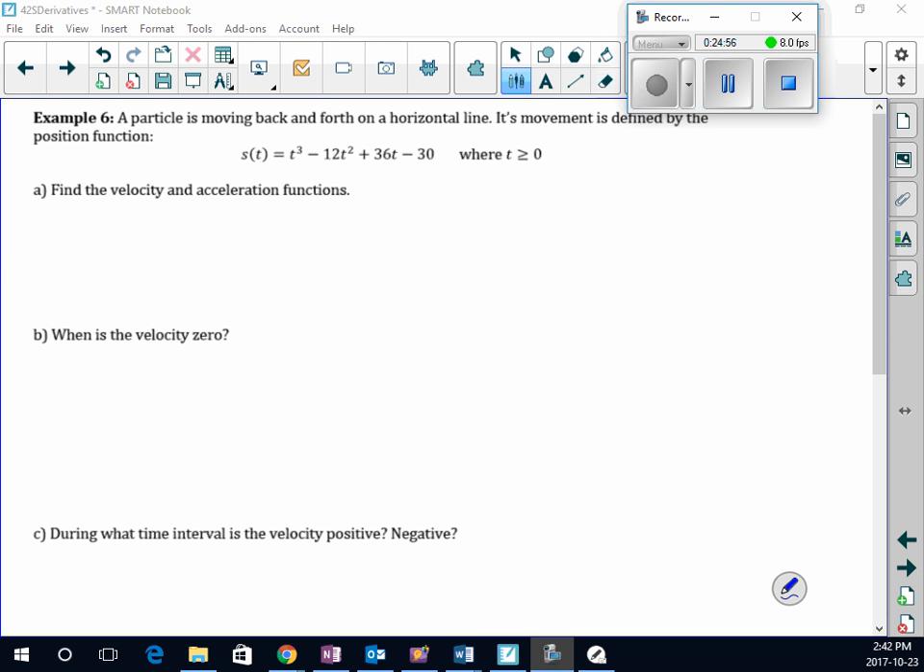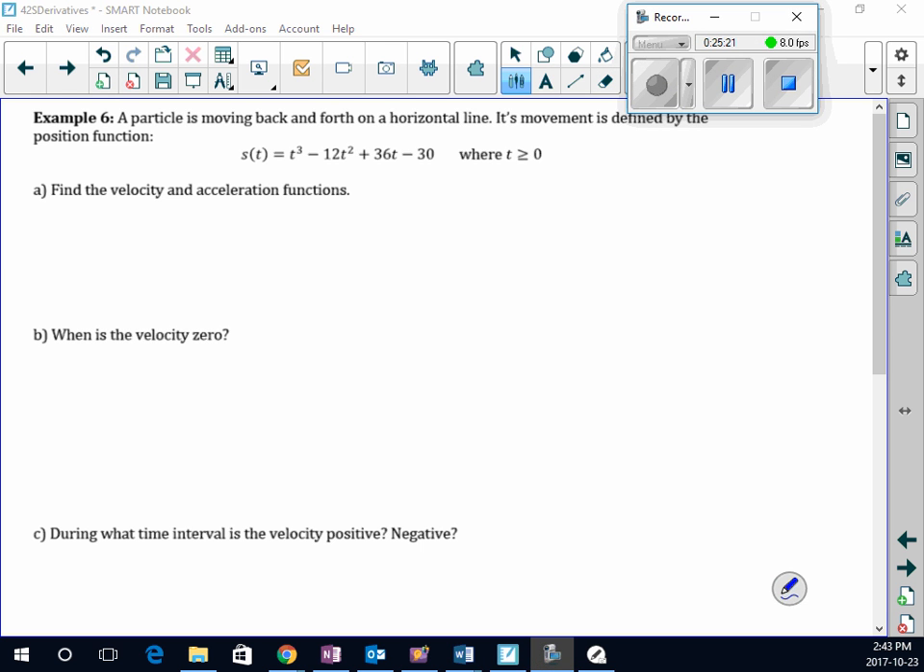Okay, a particle is moving back and forth on a horizontal line. Its movement is defined by the position s of t equals t to the power 3 minus 12t squared plus 36t minus 30, where t is greater than or equal to 0. Find the velocity and acceleration function. So that's pretty easy. I'll give you a second to do that.